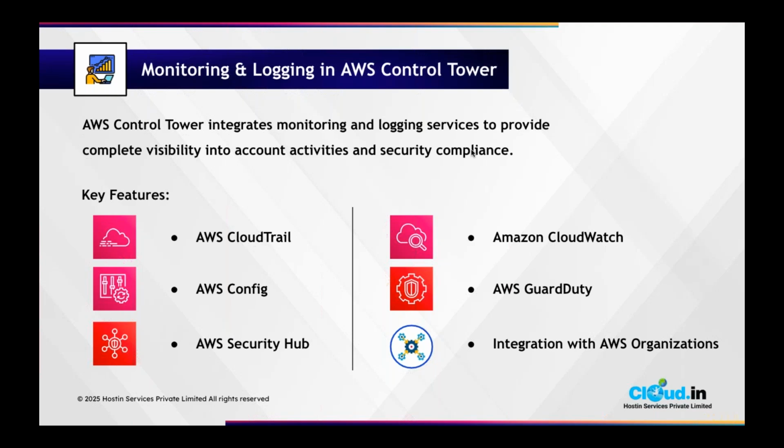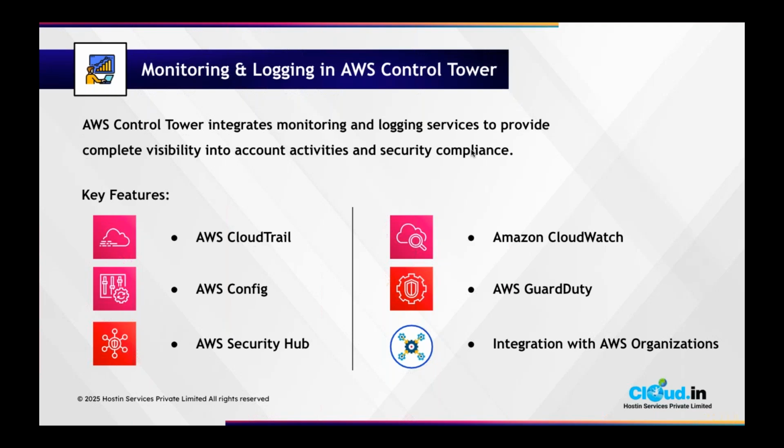This is crucial for auditing, troubleshooting, and tracking unauthorized changes. Say, for example, if an S3 bucket suddenly becomes public, then CloudTrail logs will tell you who made the change, and also when they changed it.